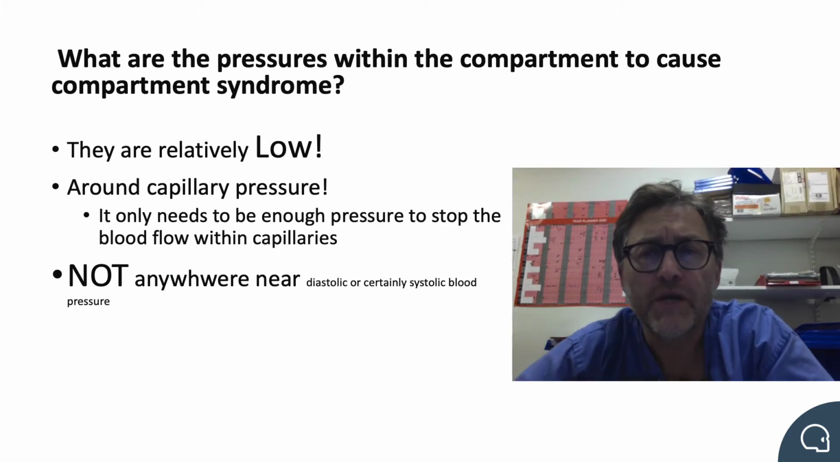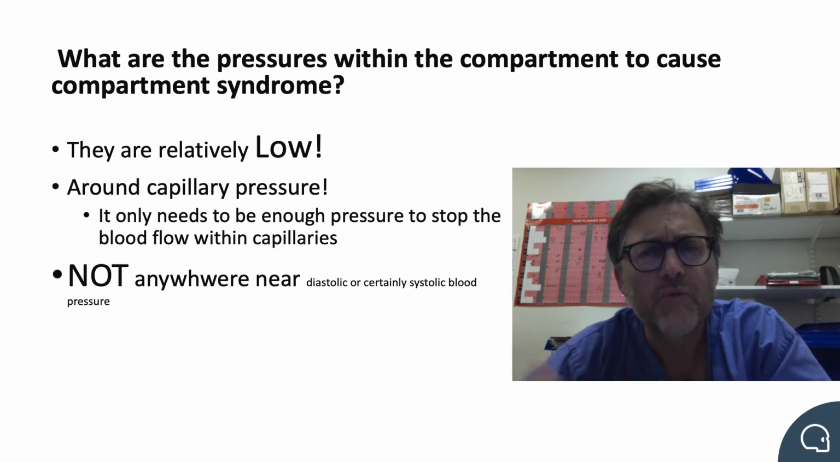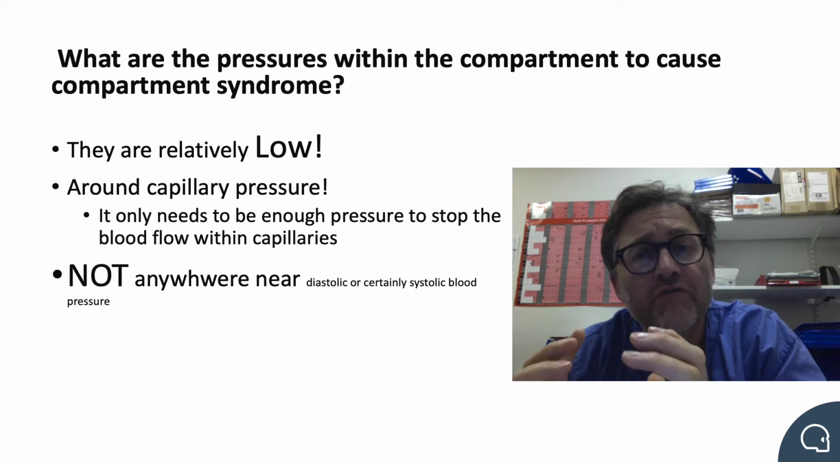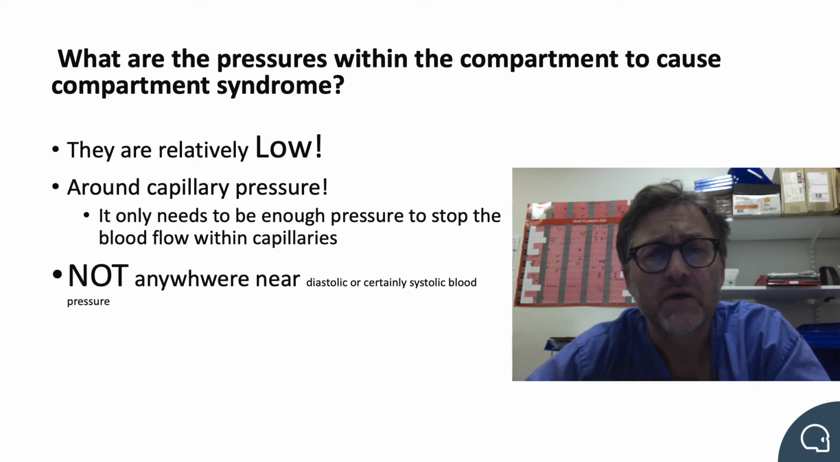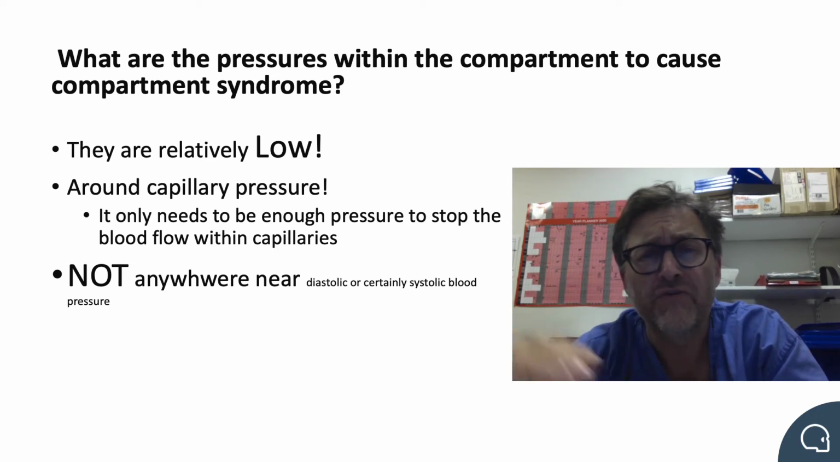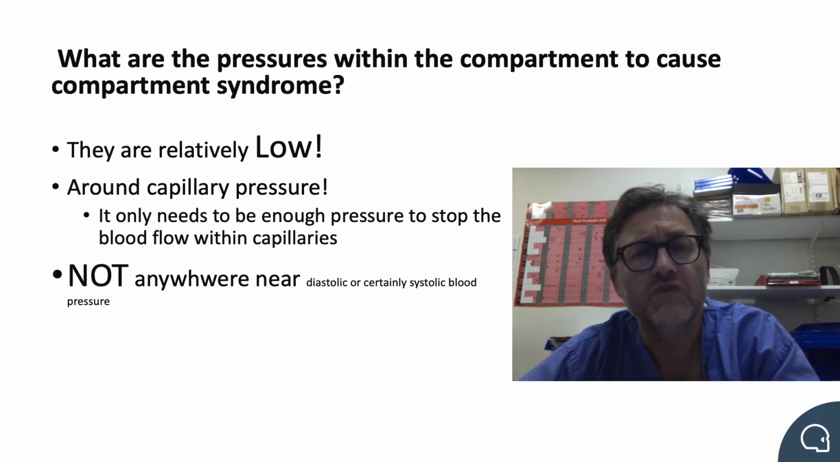So what pressures did you come up with? Hopefully they're fairly low. Remember in the definition that it's microvascular compromise. So therefore we only need to increase the pressure above the capillaries to stop blood flowing through them. So the pressure in the compartment to cause compartment syndrome is relatively low, around capillary pressure. It's nowhere near diastolic pressure and certainly nowhere near systolic blood pressure, hence it's in really small letters.